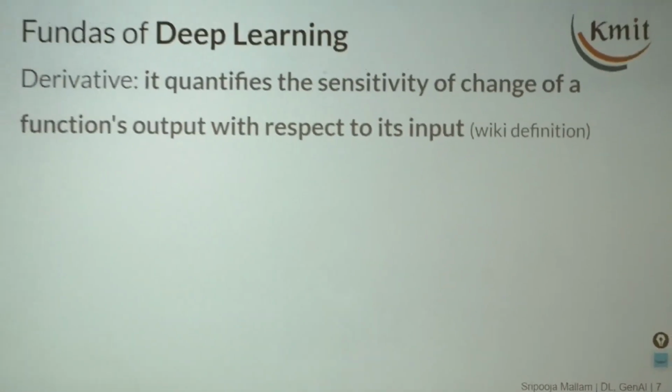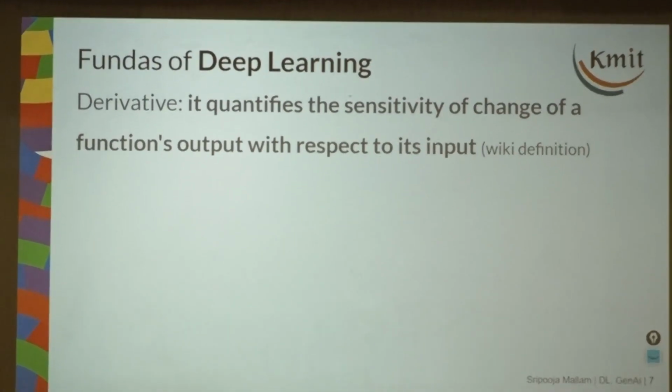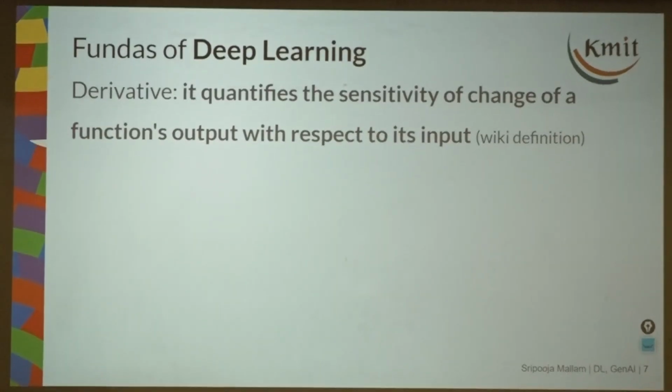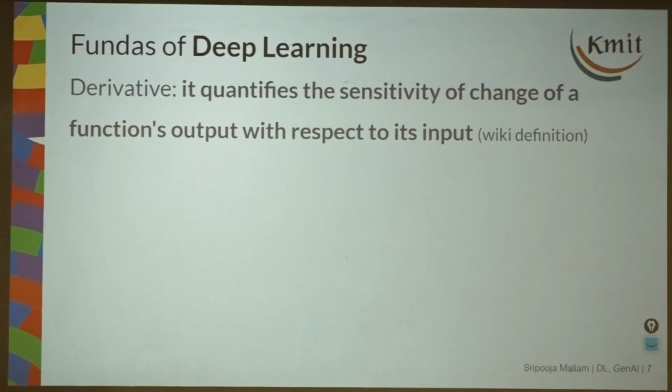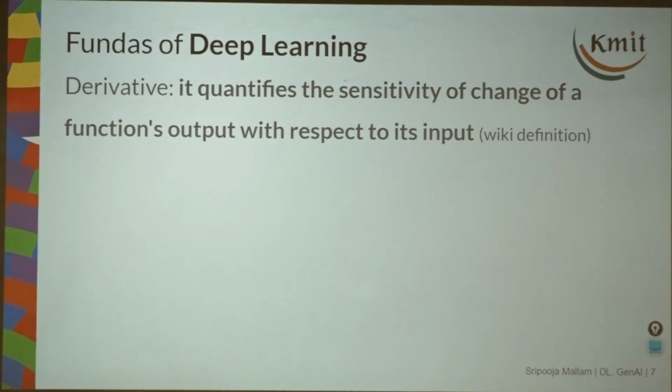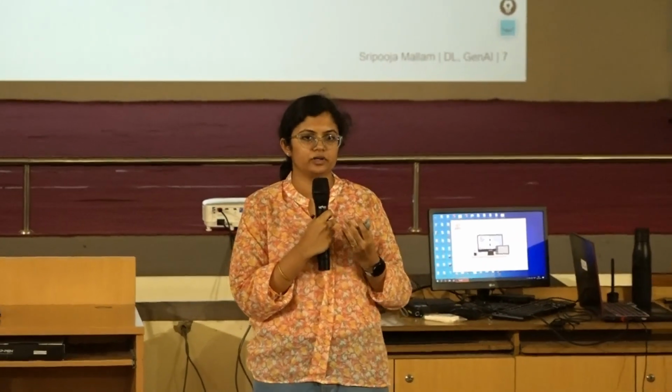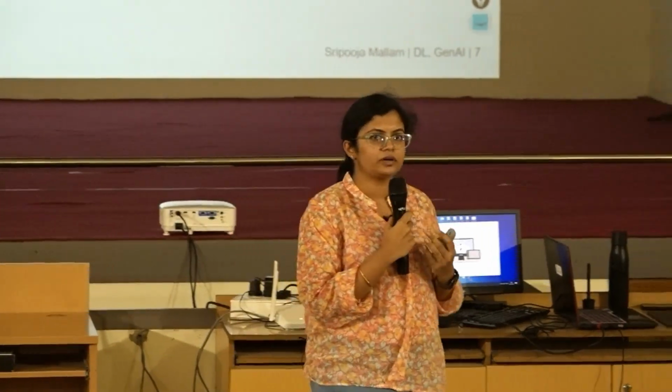So derivative, I've taken this definition from Wikipedia. It says it quantifies the sensitivity of change of a function's output with respect to its input. So whatever input I'm giving, the weights and biases, because that is what is going to change. They are the variables because they vary. So if I change my weights and biases in a certain layer, how is it impacting my output? That is exactly how I'm going to use derivatives for ANN training.